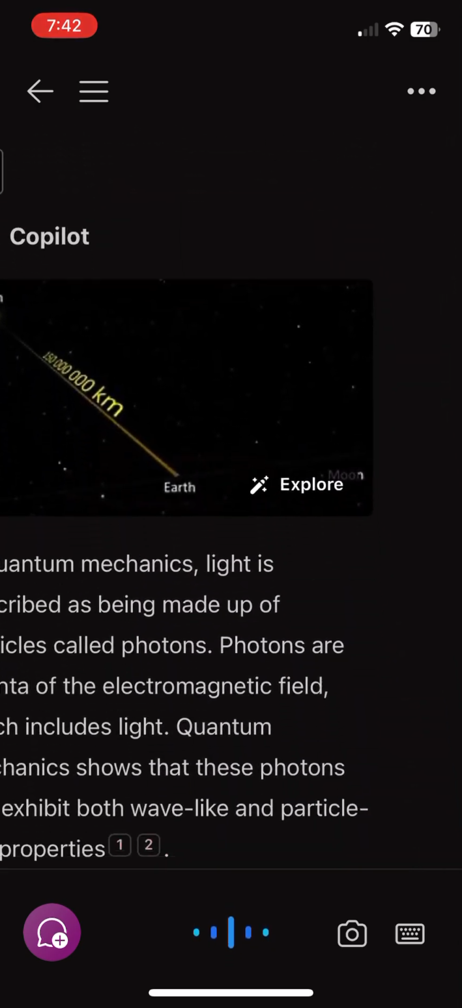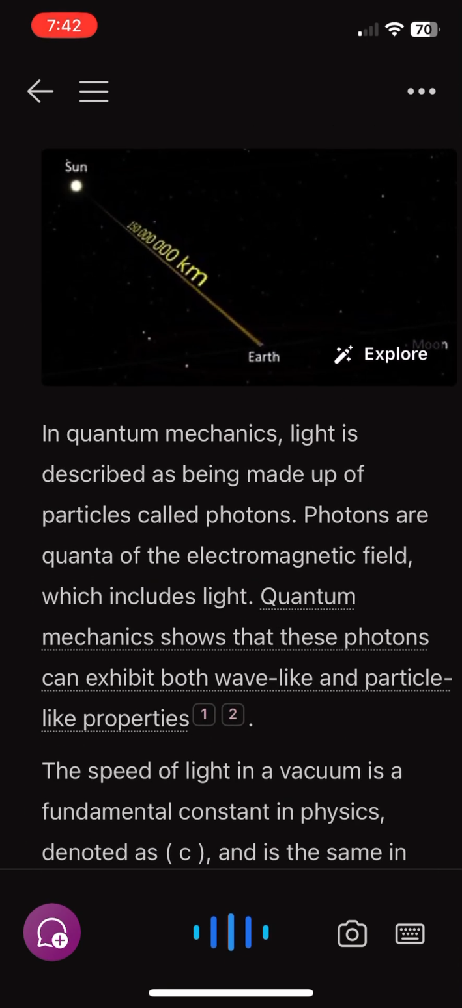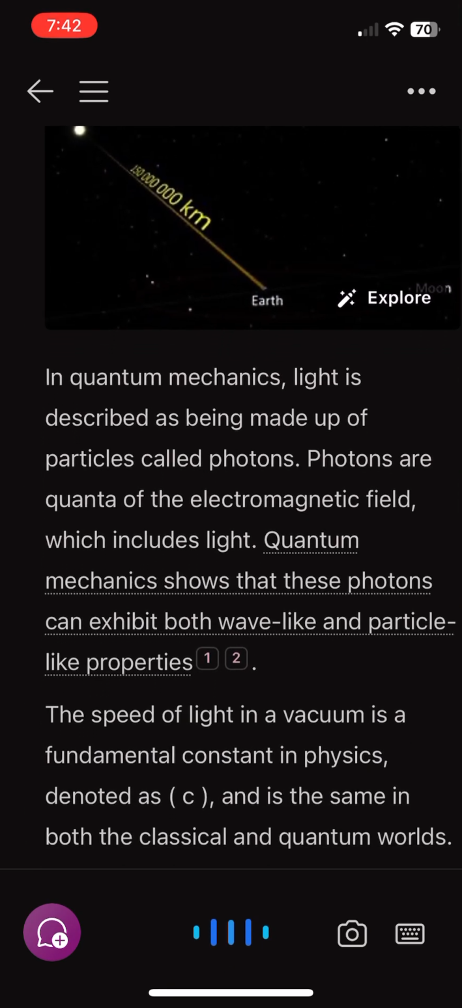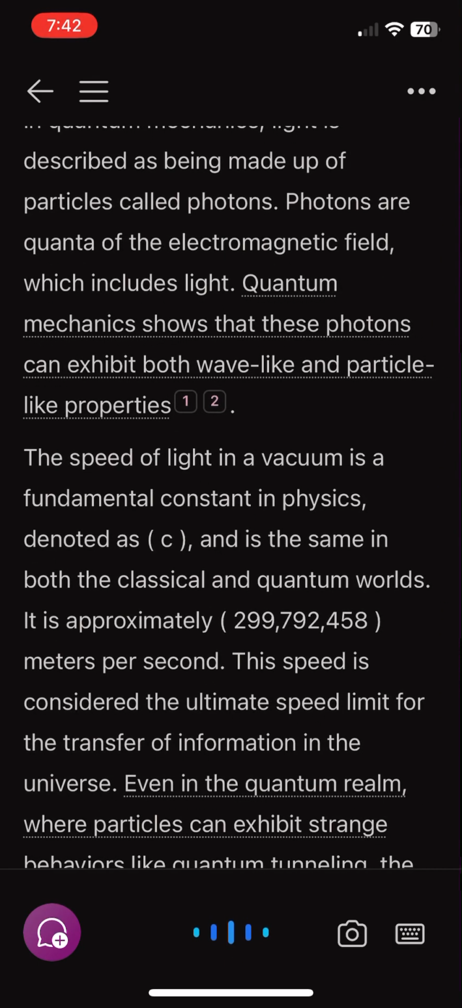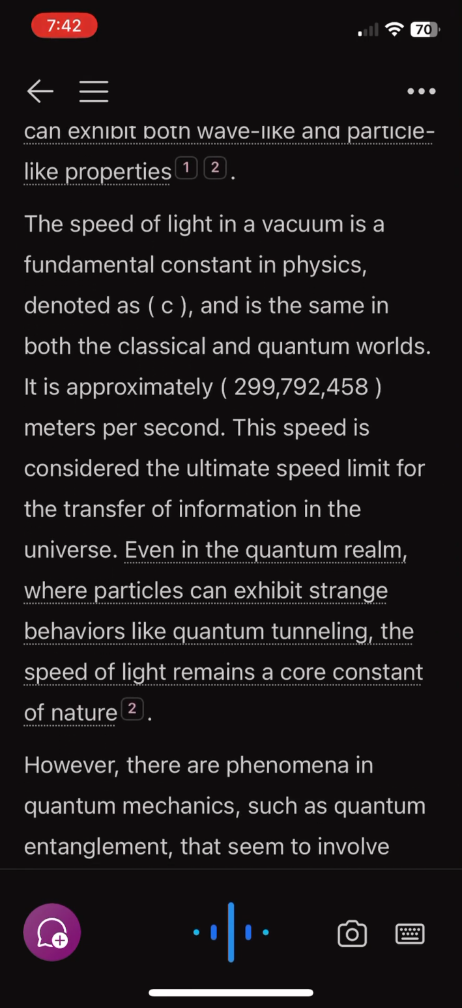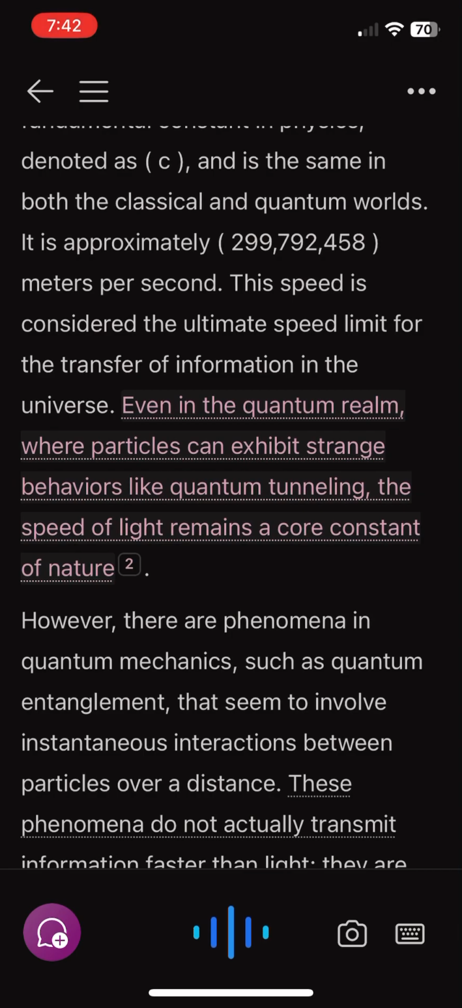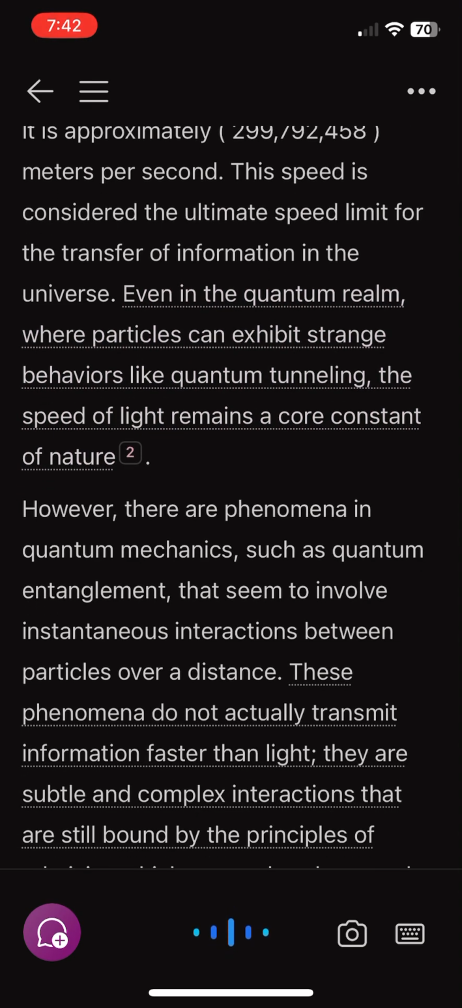In quantum mechanics, light is described as being made up of particles called photons. Photons are quanta of the electromagnetic field, which includes light. Quantum mechanics shows that these photons can exhibit both wave-like and particle-like properties. The speed of light in a vacuum is a fundamental constant in physics, denoted as c, and is the same in both the classical and quantum worlds. It is approximately 299,792,458 meters per second. This speed is considered the ultimate speed limit for the transfer of information in the universe.